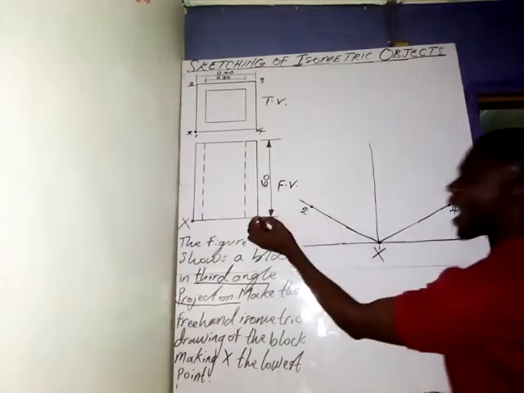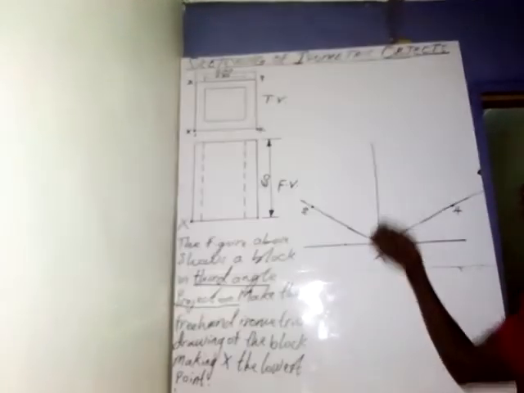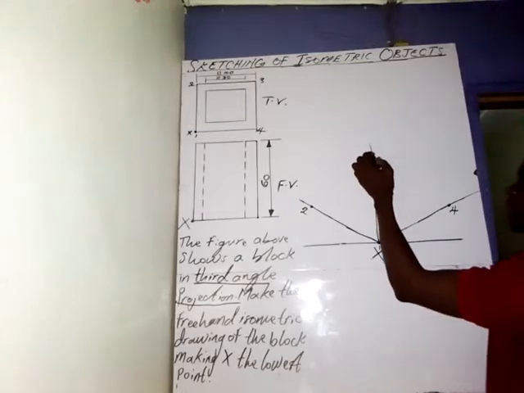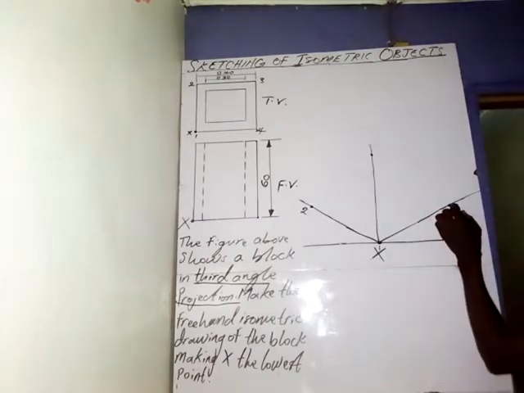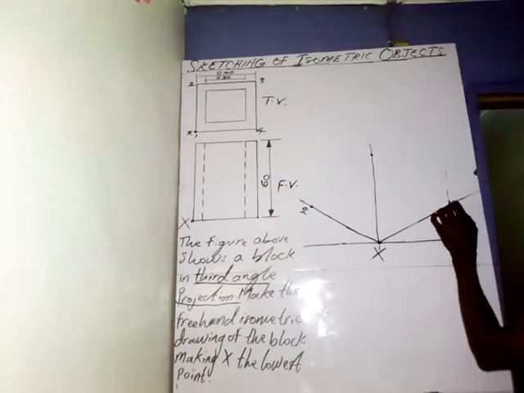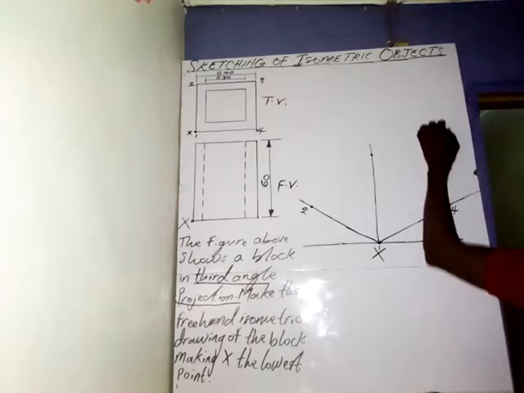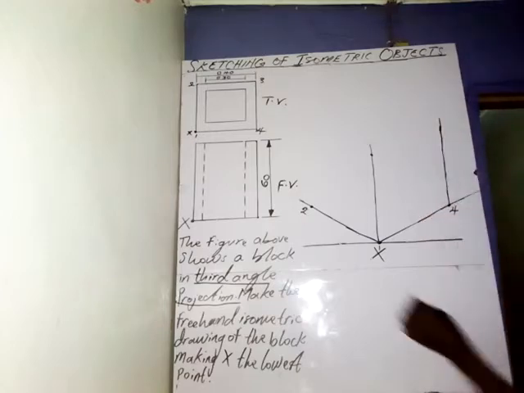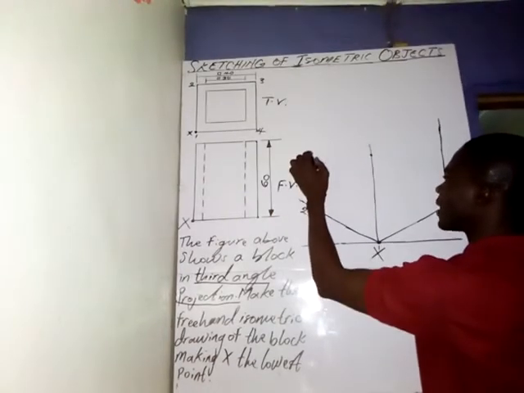Then the height is 60 millimeters. So with your ruler, take a measurement of 60 millimeters. So let's say we have 60 millimeters here. Okay. Now, from this point, draw a vertical line, free-handed. You are not to make use of your ruler, free-handed. You can only use the ruler to take the measurement. Okay. So draw a vertical line. Then come to this point also and draw a vertical line like this.